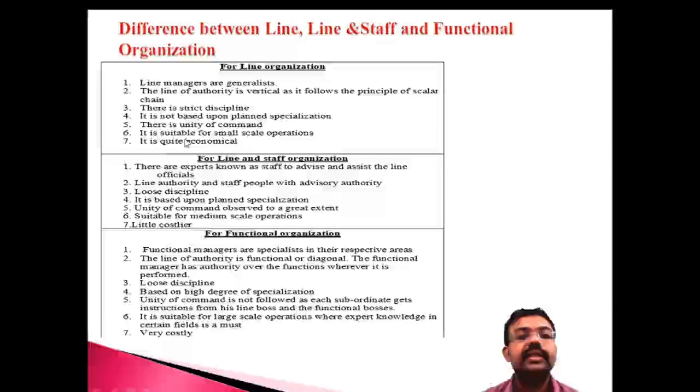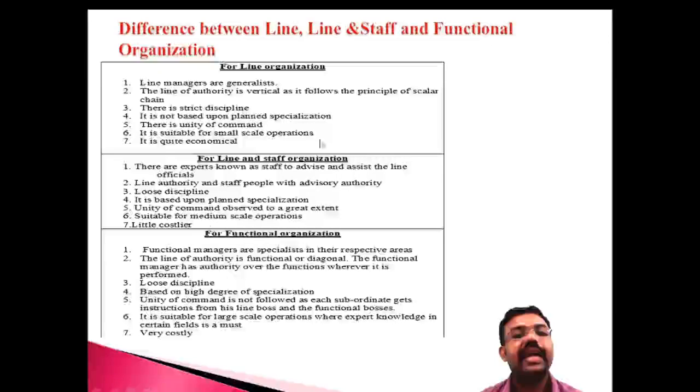And the sixth difference: the line organization is suitable for small scale, the line and staff organization is suitable for medium scale, and the functional organization is suitable for large organizations. And the seventh is cost. The line organization is quite economical, less expensive. The line and staff organization is a costlier type, and the functional organization is a very costly pattern. That is the seventh difference. These are the basic differences between the line, line and staff, and functional organization.